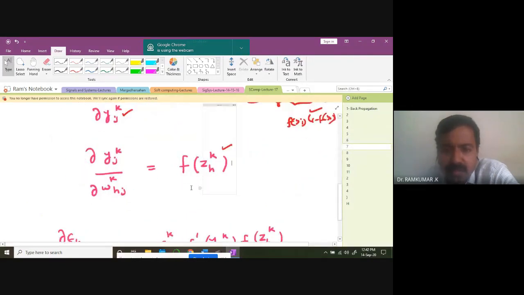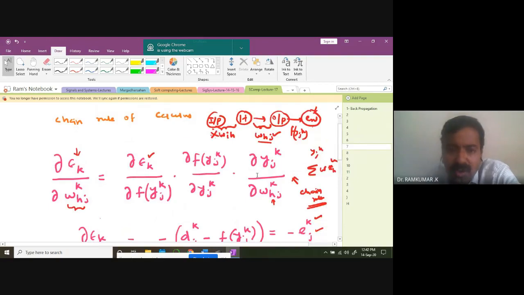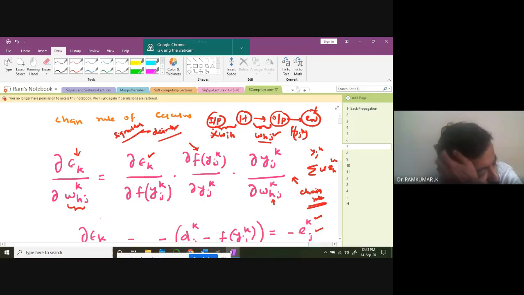That's what it is. Okay, so we have computed all the three: 1, 2, 3. This one comes from the property of finding out the derivative of the sigmoidal function. We already learned that from Nitish Kapra's lecture. That value can be computed directly without finding the derivative.